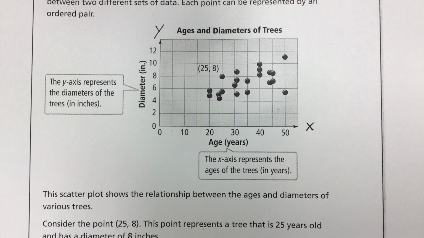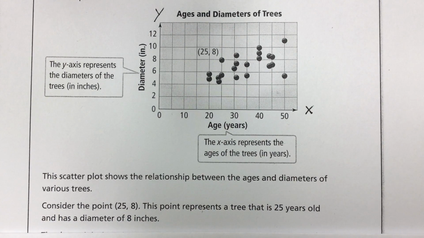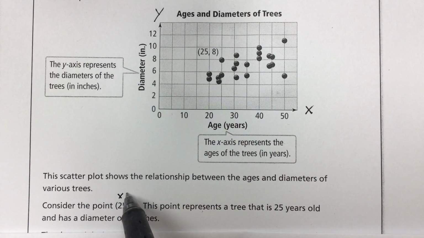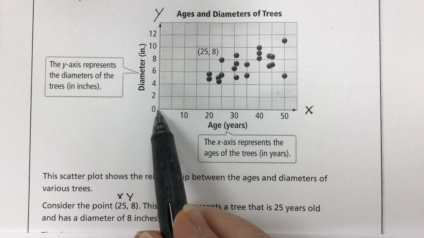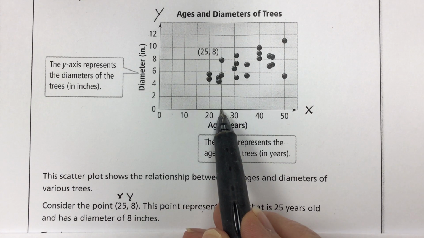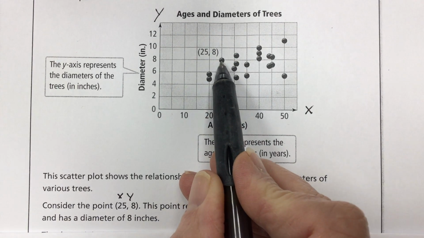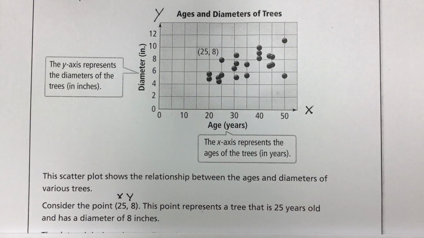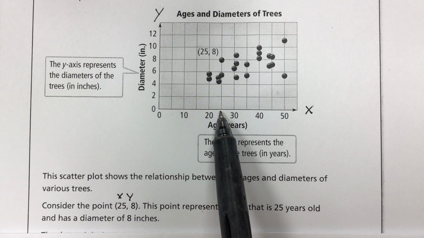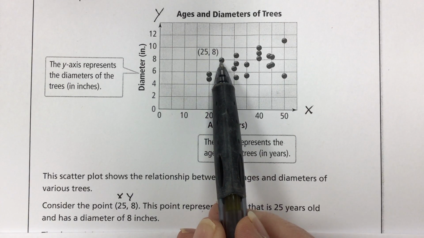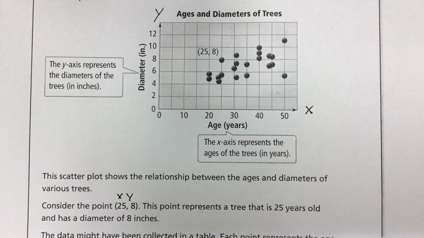Let's consider the point (25, 8). First number's x, second number's y. So start at the origin, go out 25 on the x-axis, up to 8. This point right here is the point (25, 8). This point represents a tree that is 25 years old and has a diameter of 8. That's what this point represents.